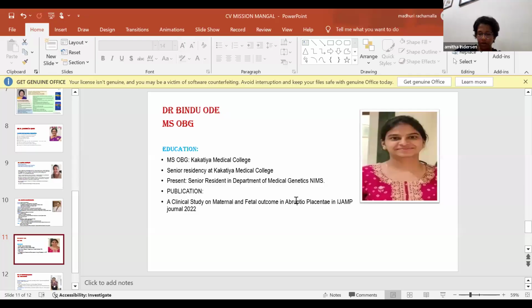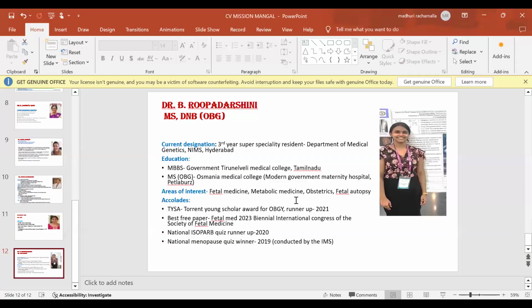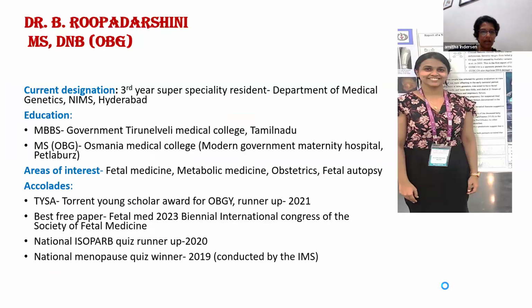And we'll have Dr. Rupa Darshini also presenting now with you. Dr. Rupa is at present a 3-year super specialty resident at the Department of Medical Genetics in NIMS. She has done her MBBS from Tirunelveli Medical College and MS from Osmania Medical College. Her areas of interest are fetal medicine, metabolic medicine, obstetrics, and fetal autopsy. She has won various awards and accolades. So we welcome Dr. Rupa Darshini as well to present the cases. Thank you, ma'am. So I'll share my screen now.